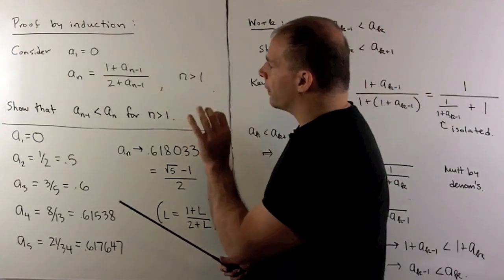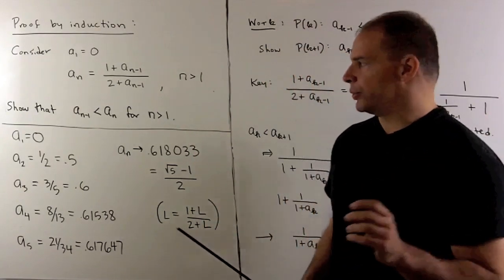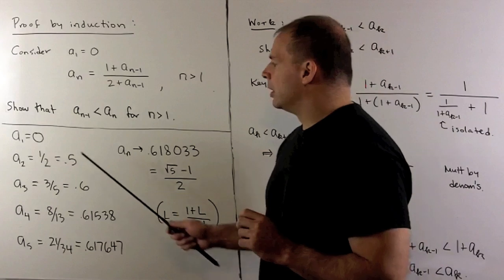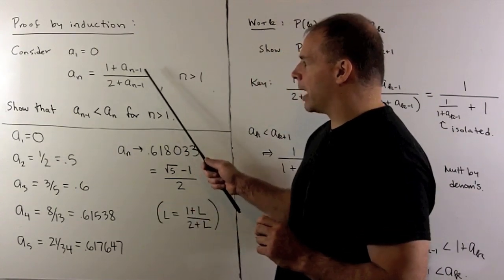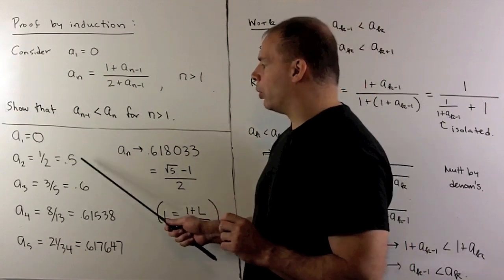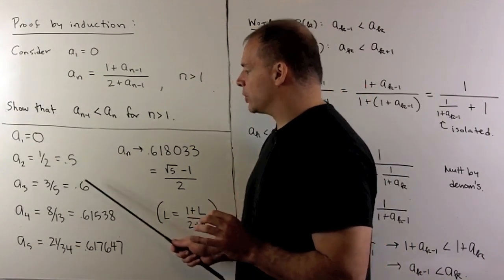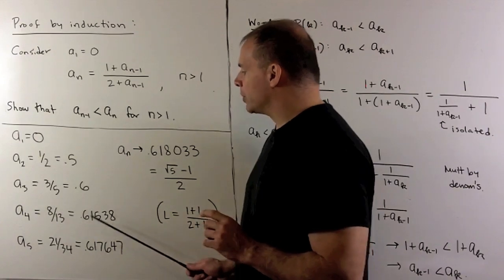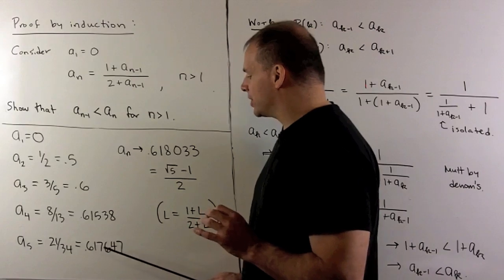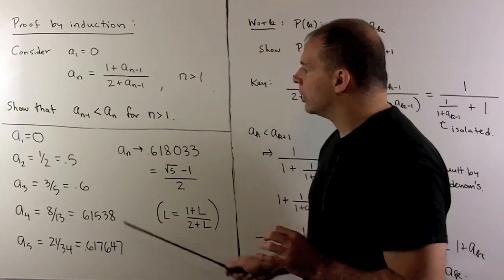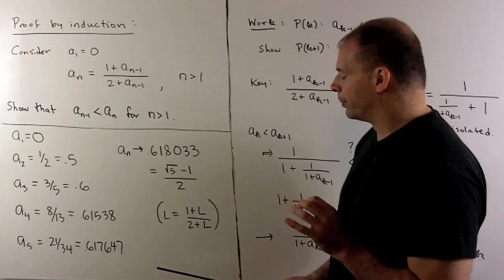Now, first, to orient ourselves, let's check out the first few terms of our sequence. So I start with 0. I put in 0 for a sub n minus 1. I get a 1/2 or 0.5. Now, as we go down, a sub 3 is 0.6, a sub 4 is 0.61538, a sub 5 is 0.617647. So we're going to be increasing for these first 5 terms.